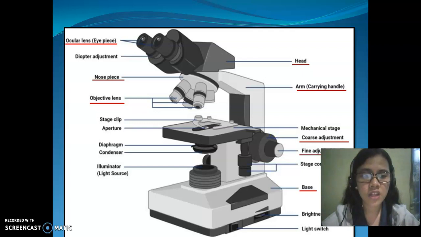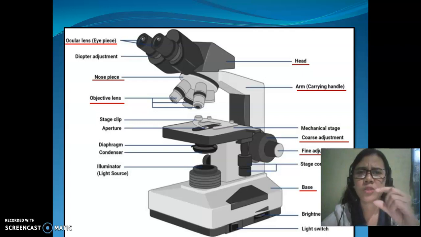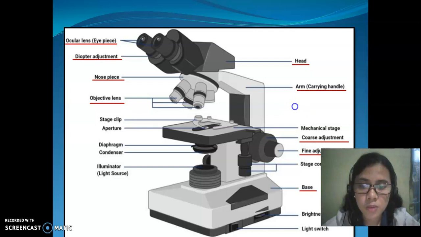Next one is the fine adjustment. It is used to focus the microscope and is used with a high power objective to bring the specimen into better focus. The next part will be the stage.